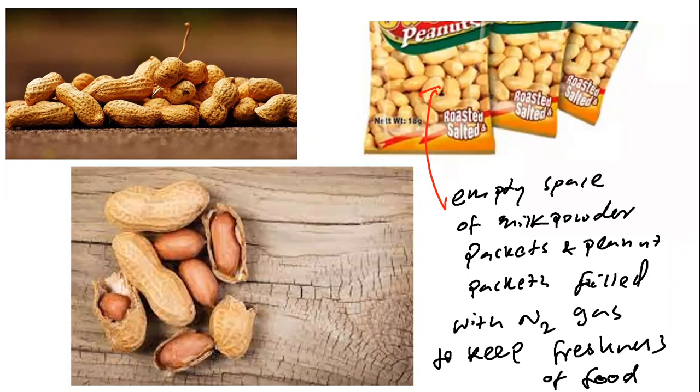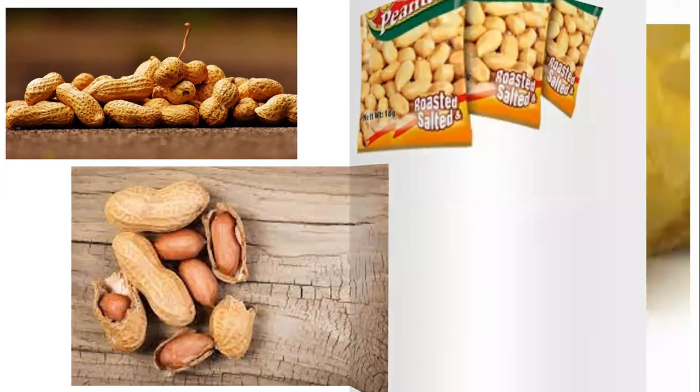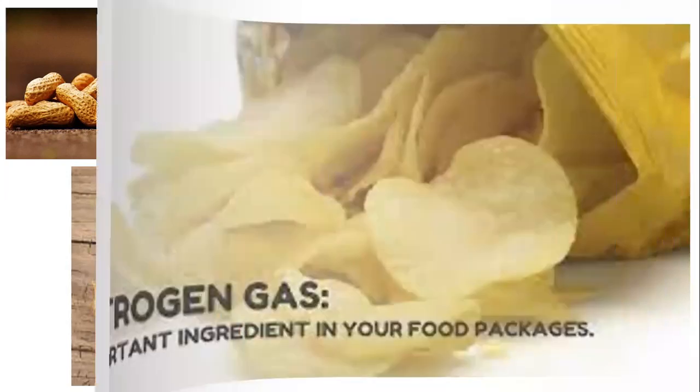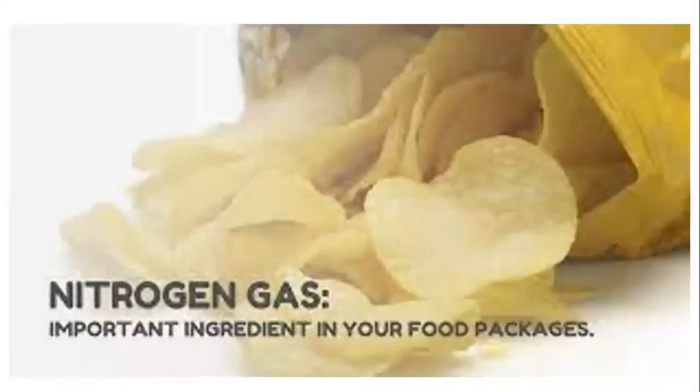These are groundnuts. I don't know how many of you have seen them. You might have seen this peanut, but I don't know whether you have seen this, the groundnuts, right? Then next one. Again, you can see nitrogen gas in food packaging. Why? Again, French fries or fried potato chips. All this empty space of the canned food is filled with nitrogen gas to keep their freshness.